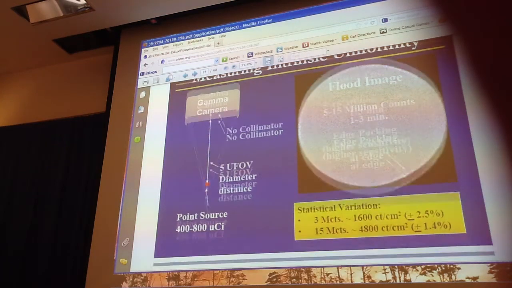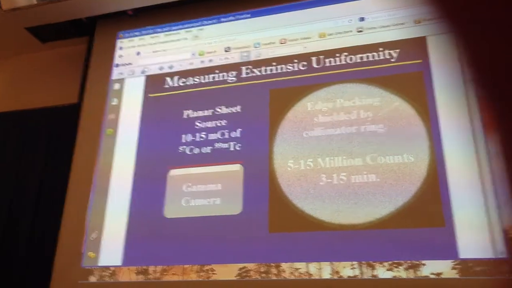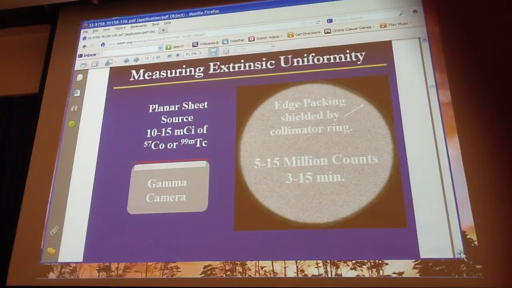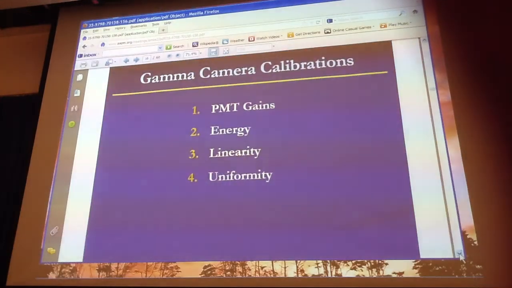Here, just to make sure that they have the same number of counts. So if you look at your images and draw regions of interest, you should be within plus or minus 5% of the number of counts as you move around your gamma camera.